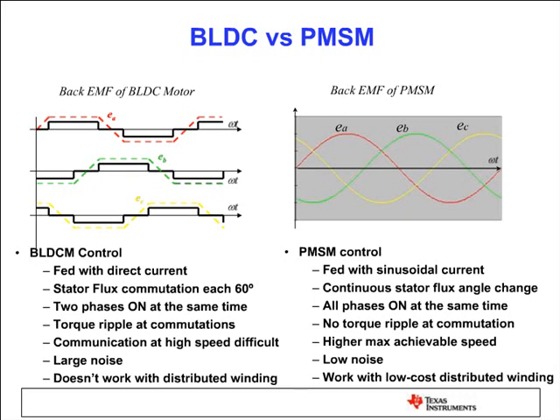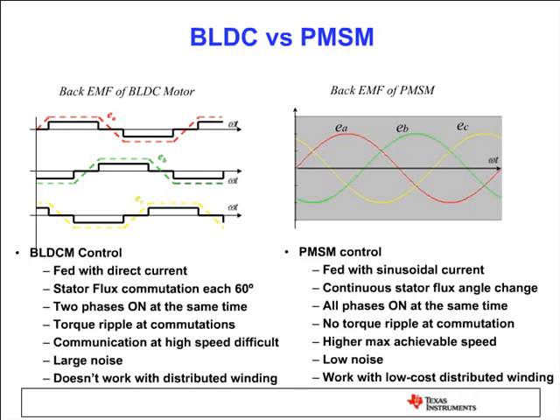Because of the phase commutations on BLDC type motors, we observe torque ripples, current ripples, and voltage ripples, which cause EMI problems and audible noise. That's the disadvantage of BLDC type motors. For low-end applications, that's not very important, but for high-end applications, people prefer PMSM type motors in order to get rid of these disadvantages.